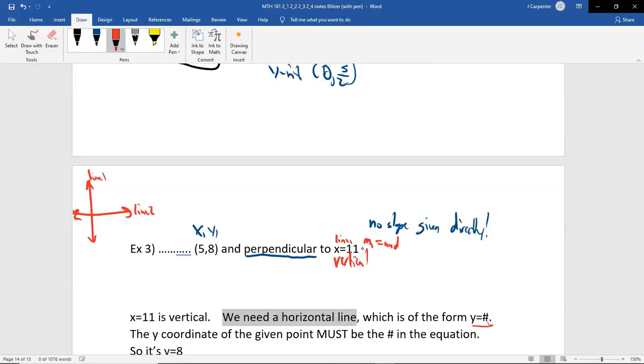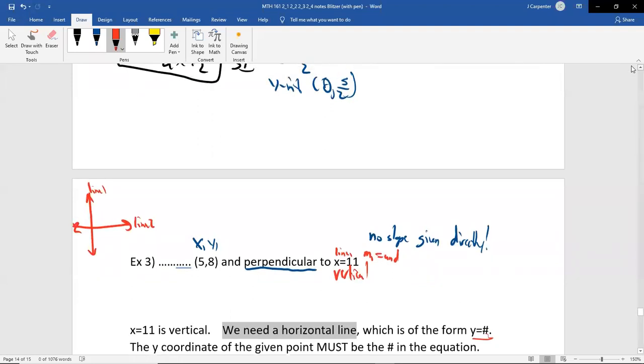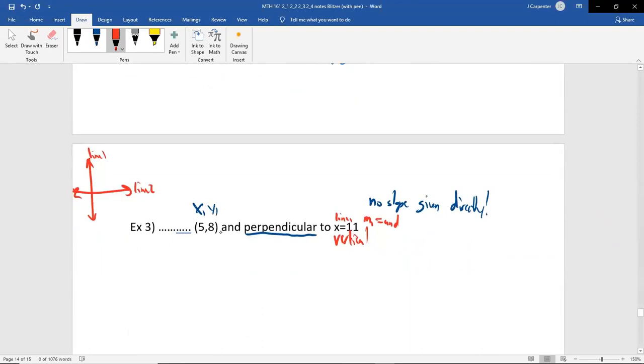Horizontal lines are of the form y equals a number. So whatever we're going to end up writing, it's going to be y equals 7, y equals 13, y equals negative a million, y equals 40, whatever it might be. That's it. There's not going to be any x's because horizontal lines are of the form y equals a number. And the number tells you how high it's going to be. So what you can actually do is graph the point, and that's where your horizontal line should be.